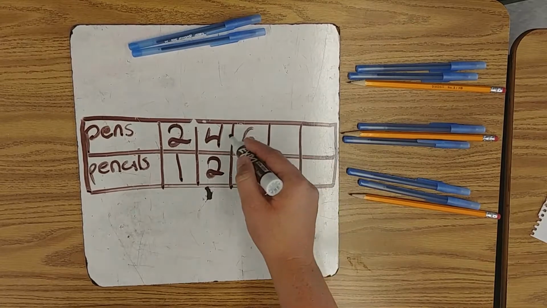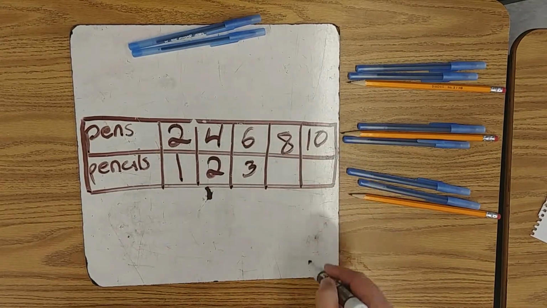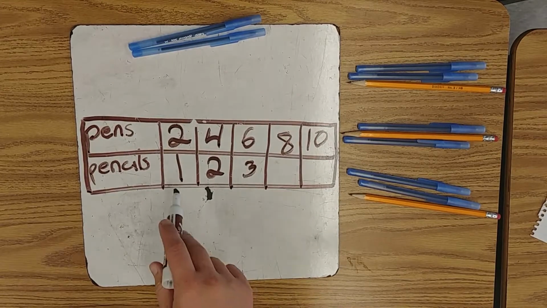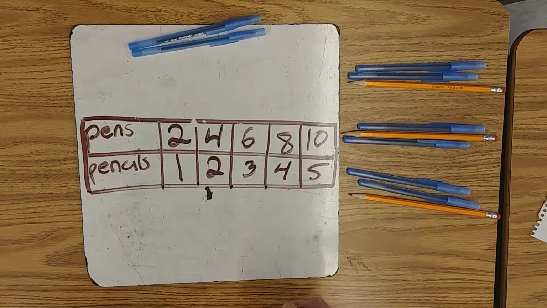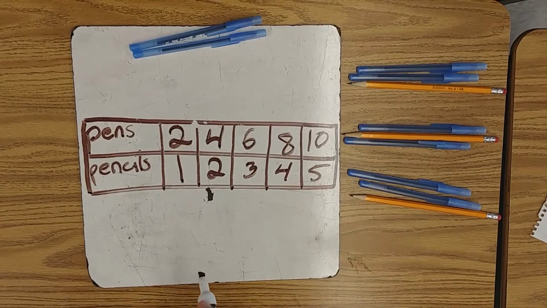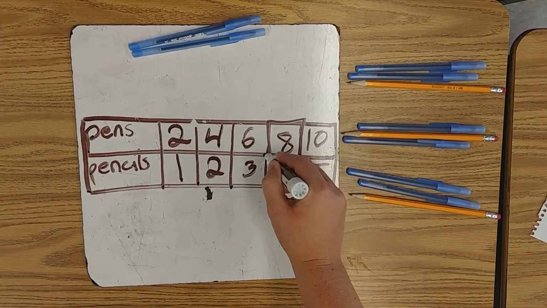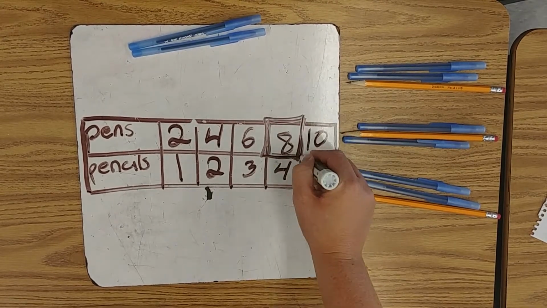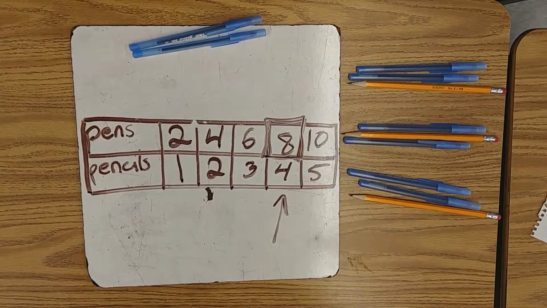My next group, I'm just going to keep completing this. 2, 4, 6, 8, 10. I can complete that. That's just off the multiplication chart. And down here, 1, 2, 3, I see a pattern, 4, 5. Now I said I wanted to know how many pencils I will need if I have 8 pens. Well, here's my 8 pens, which means I will need 4 pencils.